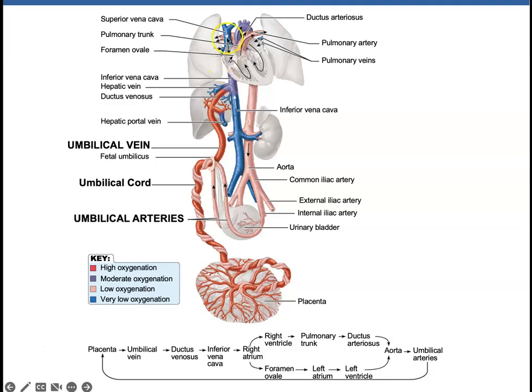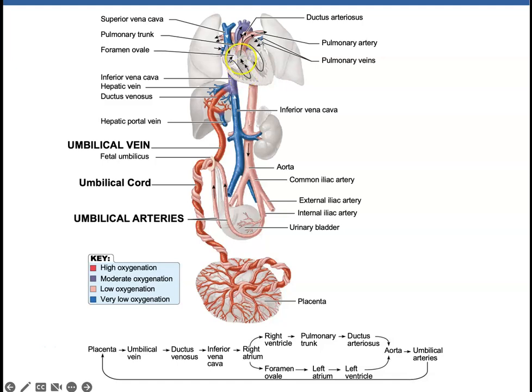From here, the blood goes into the right atrium and down into the right ventricle. Also, from the right atrium, some blood shunts to the left side through another adaptation in between called the foramen ovale. That helps bypass some of the blood that would normally go down into the right ventricle, because remember, the right ventricle pumps to the lungs.